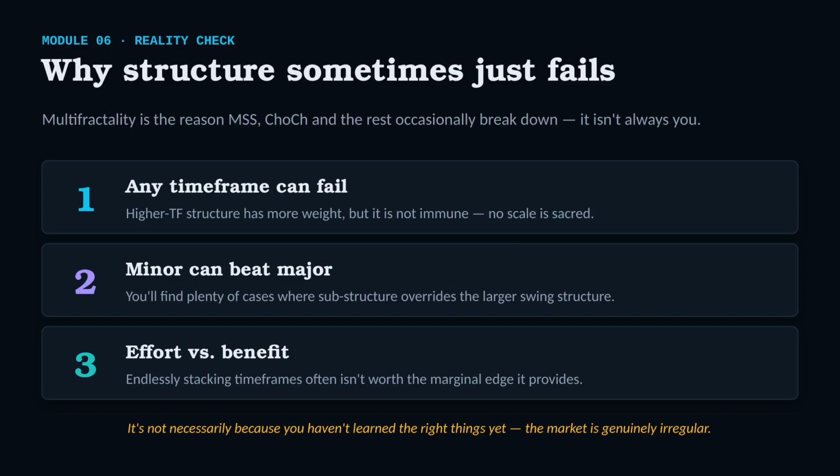Three consequences. First, any time frame can fail. People who teach smart money concepts usually insist that you track multiple time frames, because higher time frame structure exerts greater influence on your home time frame. That holds some truth. But structure on any time frame can fail, and the additional effort of tracking many time frames often is not worth the marginal benefit. Second, you will find plenty of instances where minor structure wins over major structure. The hierarchy is not absolute. Third, effort versus benefit. Endlessly stacking time frames has diminishing returns.